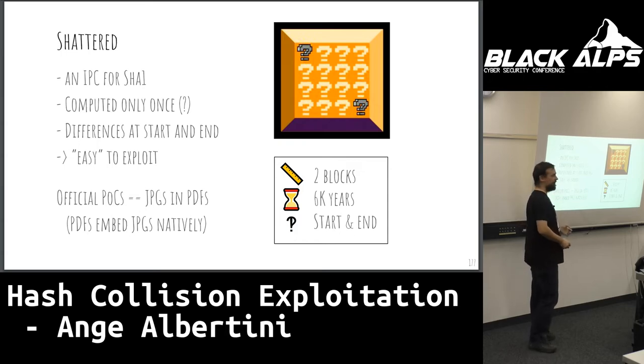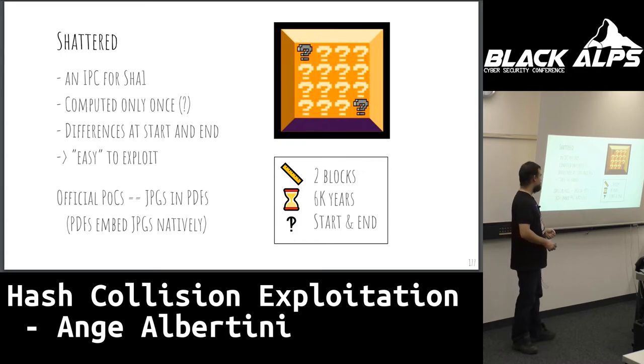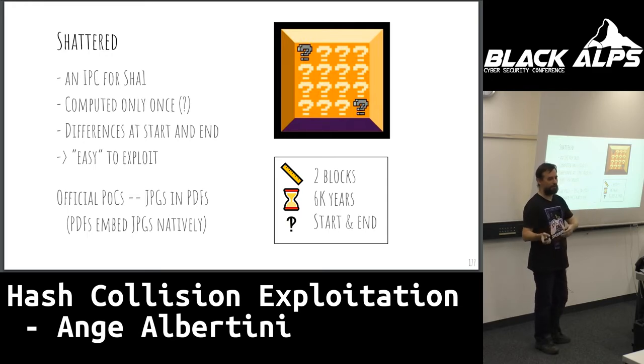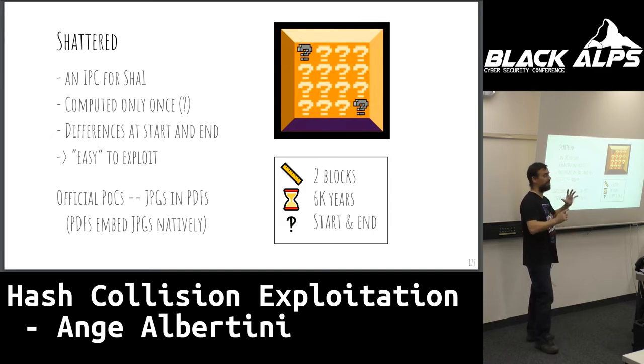And the official proofs of concept are JPEGs in PDFs, for the reason I mentioned earlier. If you want to exploit PDF, you have to deal with six families of viewers, and one trick that works in one family will not work in another. But all of them embed JPEG natively, like you can have a JPEG in the file exactly as it would be as a standalone file, starting with the JPEG magic and everything.